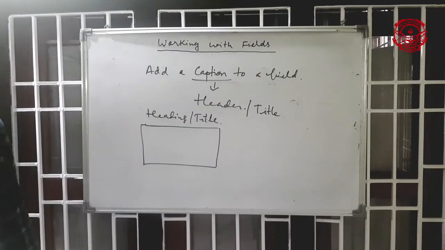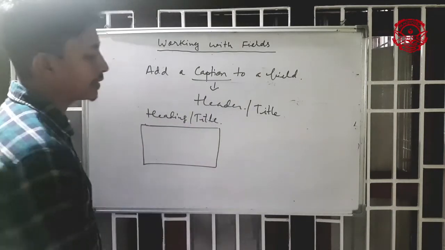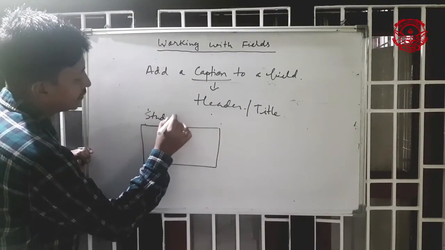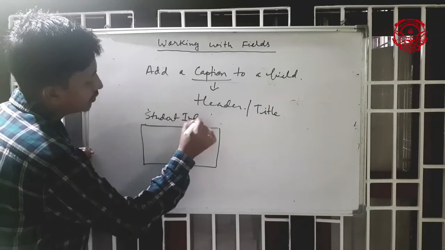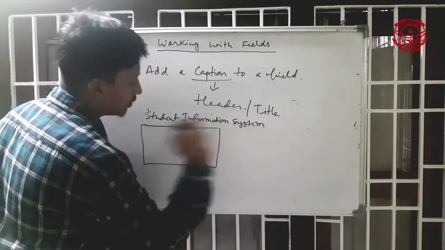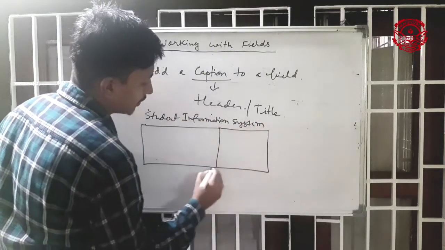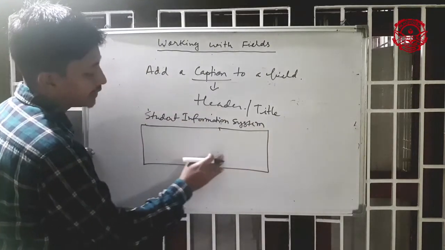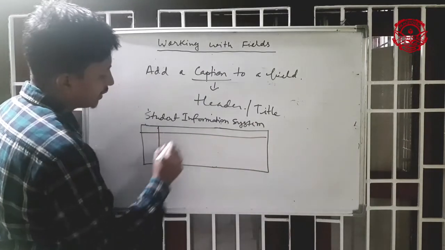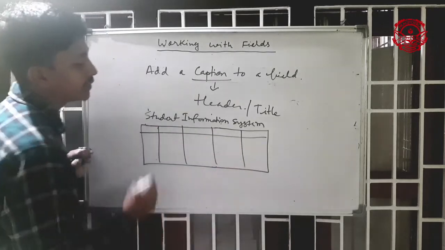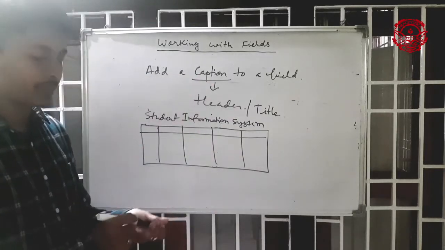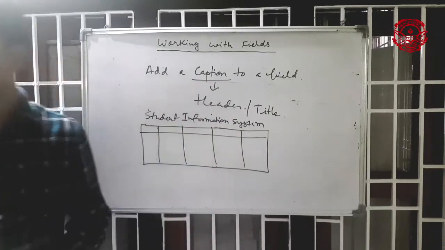Means what? You want to give the heading of the table. For example, I am going to give a heading of the table. Say student information system. Student information system. This is the title of the table. So I can give a title of the table with the help of caption. So caption means title of the table or heading of the table.